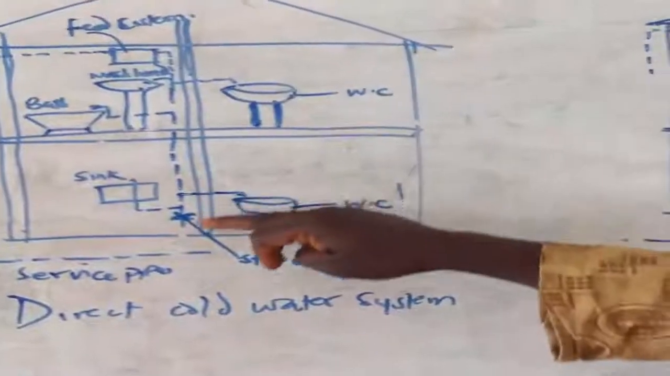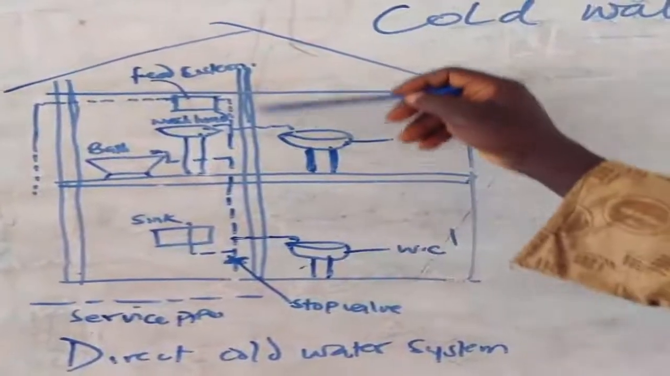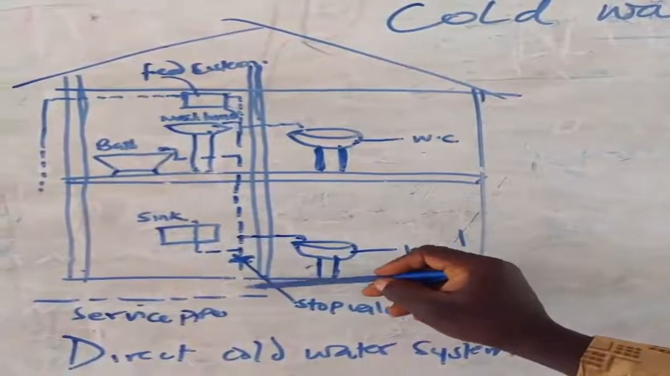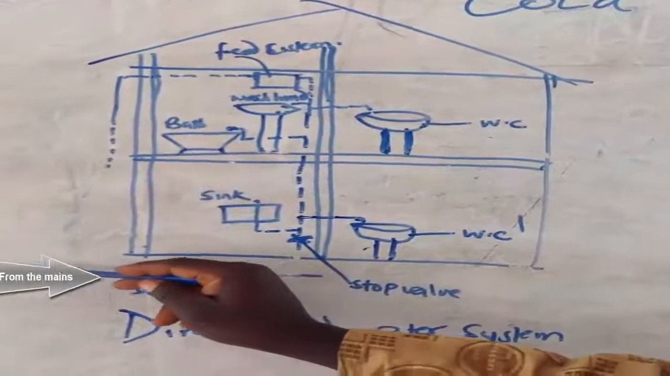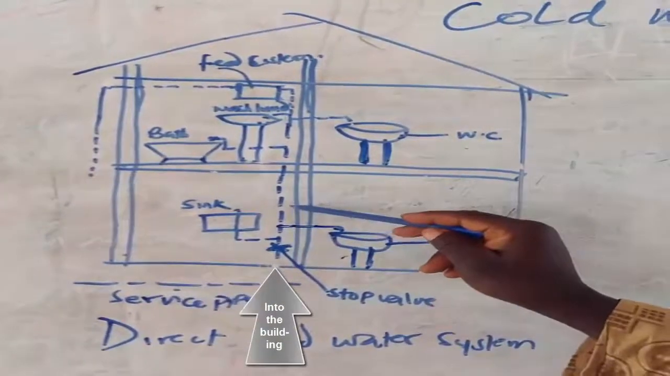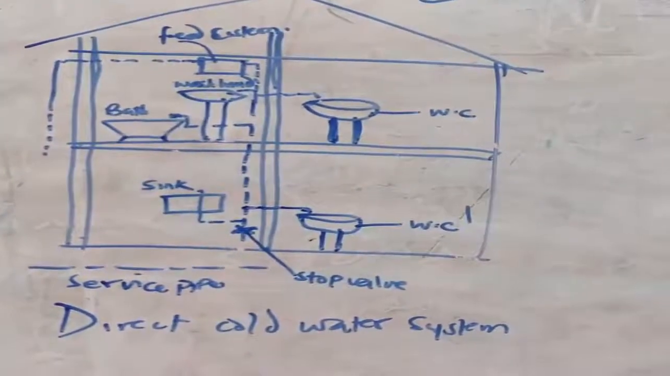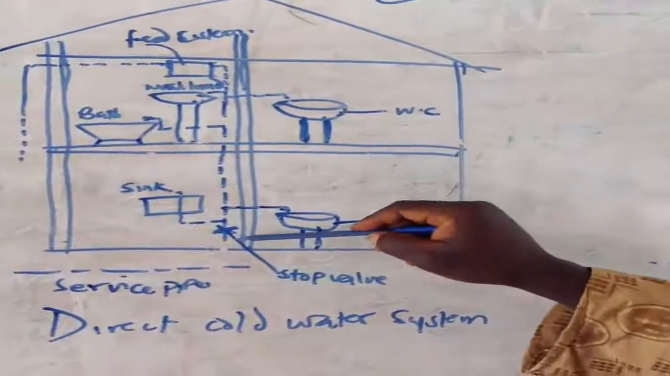You will now see these dotted lines you have seen here. This wall here is a partition. But when you see this dotted line here, this one comes from the mains and it enters the building here. When it enters the building, we decide to put what is called the stop valve here. The stop valve now supplies.